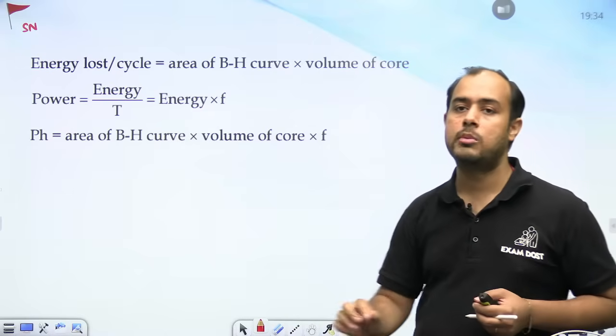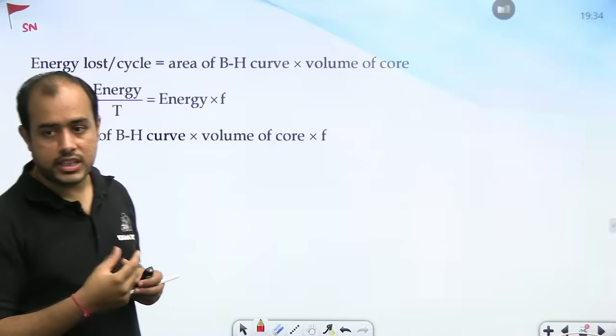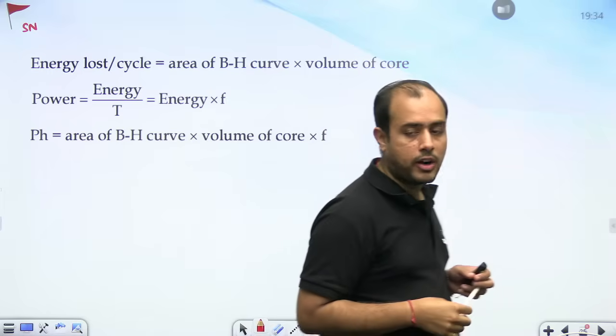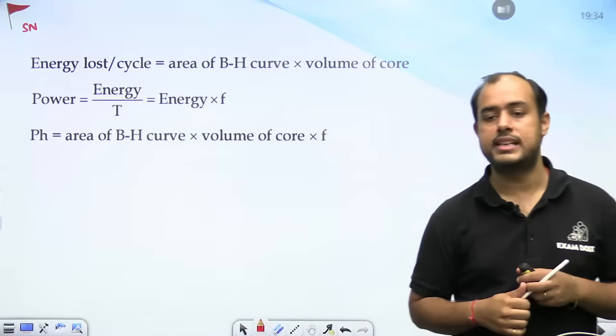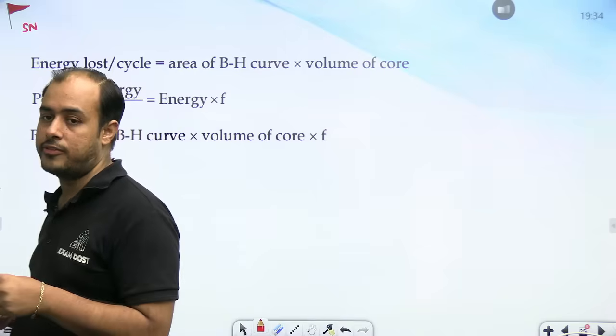अब समझ में आ गया ये फॉर्मूला? How hysteresis loss is defined? Area of the BH graph into volume of the core into frequency.